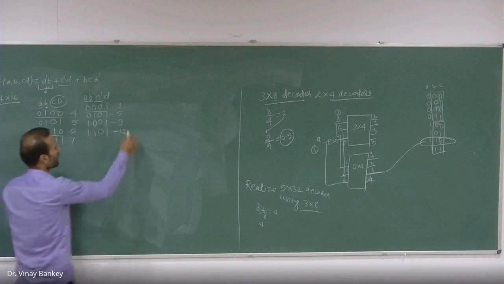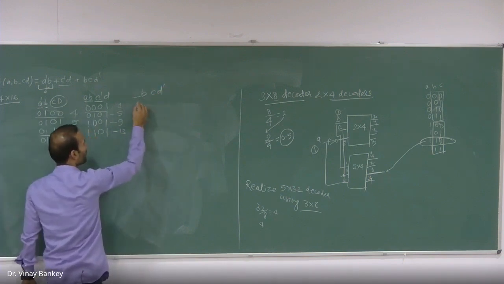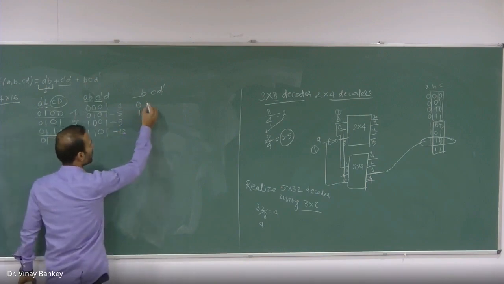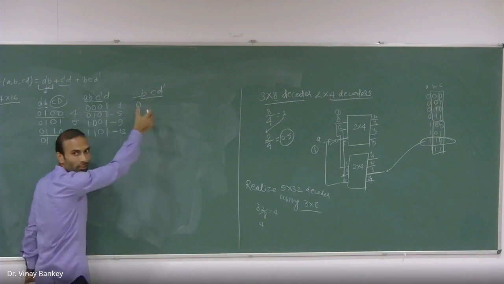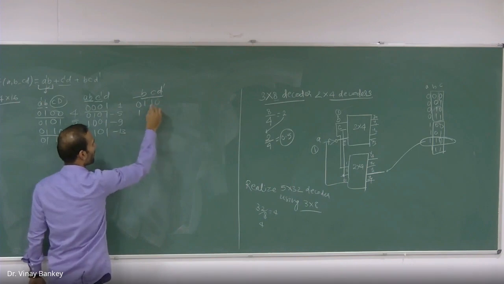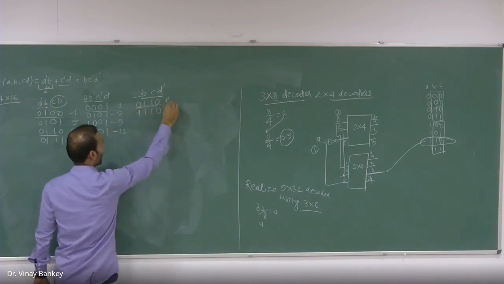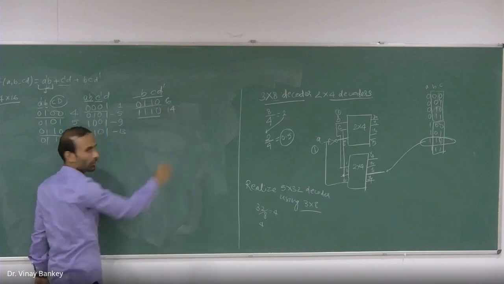Here B, C, D bar. A is absent, so A can be 0 and 1. And B, C, D bar: B will be 1, C will be 1 and D will be 0. So 1, 1, 0. This is 6, and here 6 plus 8 is 14.